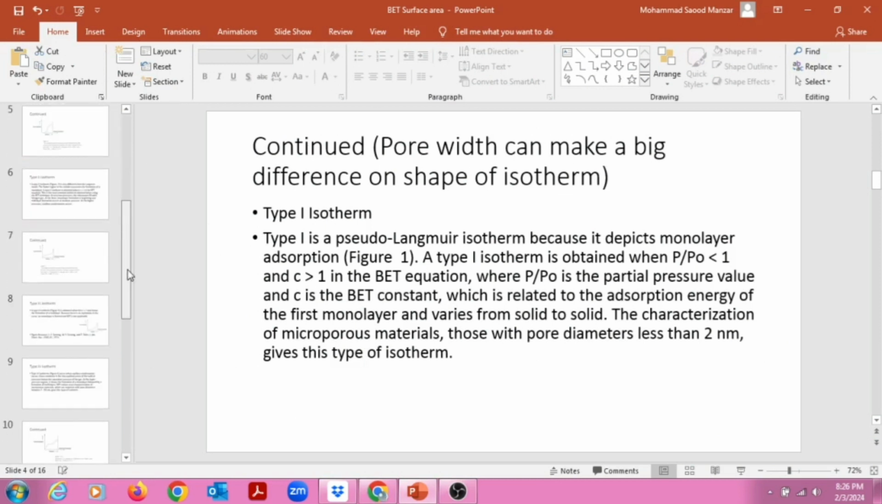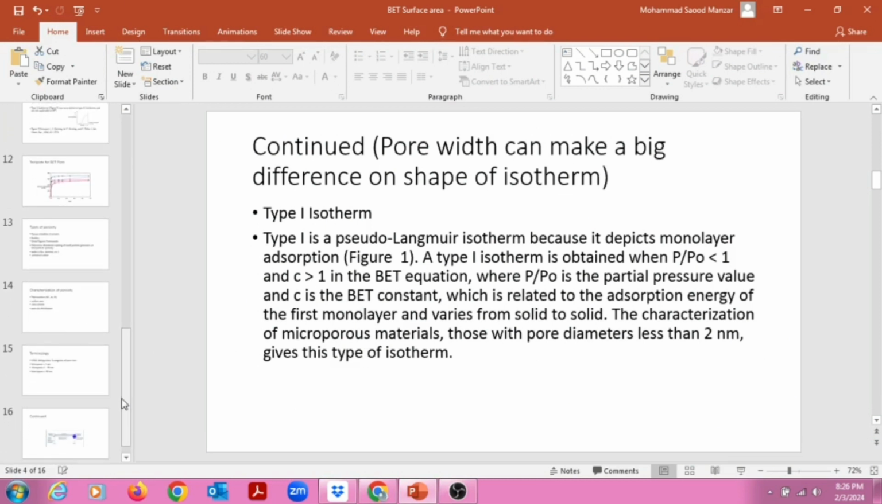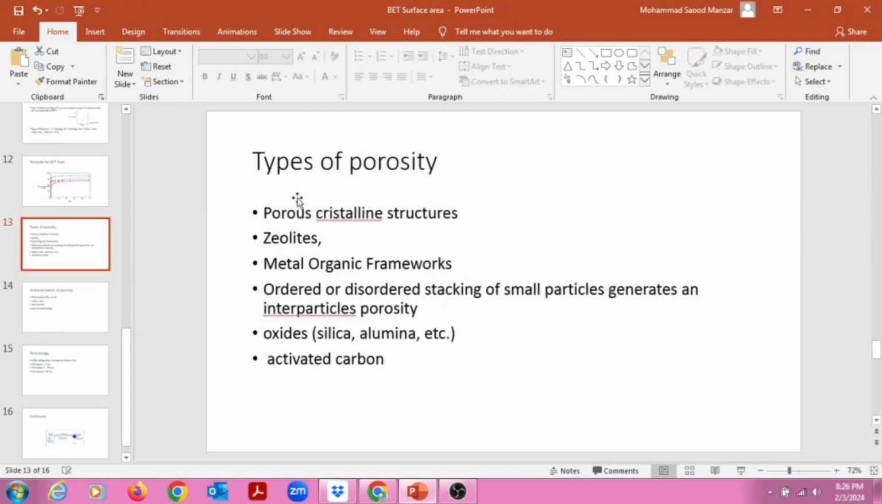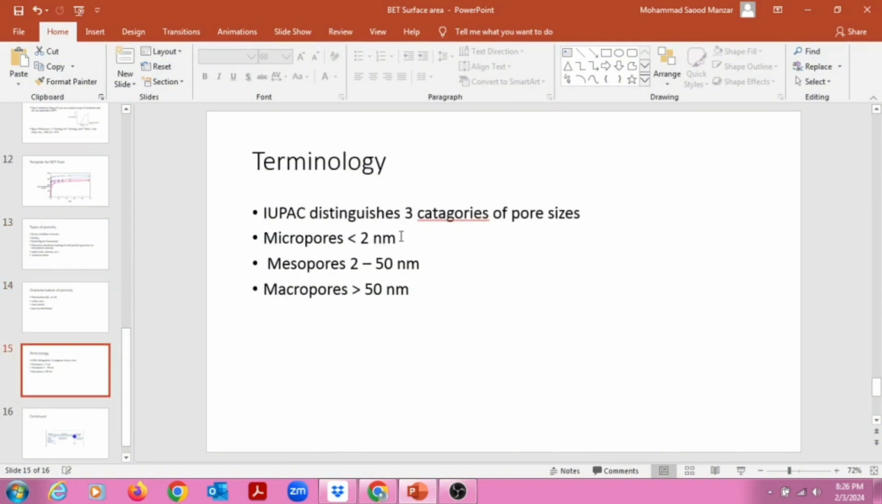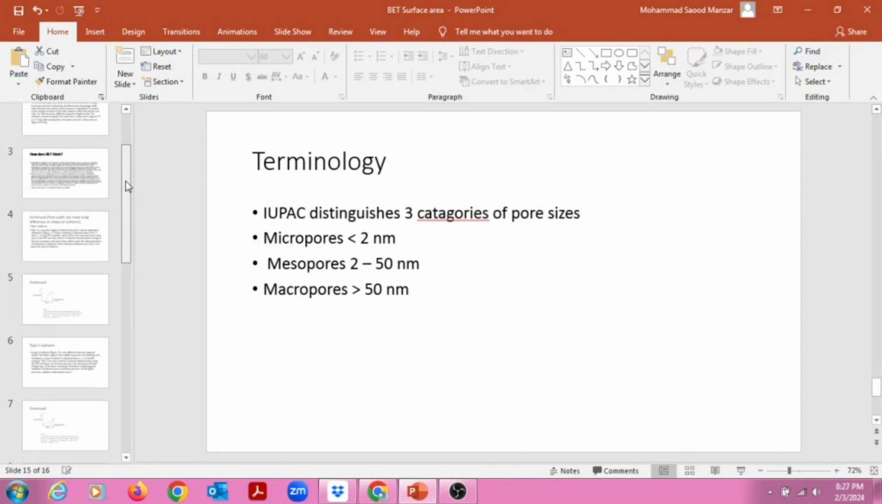So let us see what the words microporous and mesoporous mean. As per IUPAC, there are three categories of pore sizes: microporous, mesoporous and macroporous. Microporous size will be less than 2 nanometers, mesoporous sizes will lie from 2 to 50 nanometers, and macropore size will be greater than 50 nanometers. Okay, so we are talking about the type 1 isotherm.